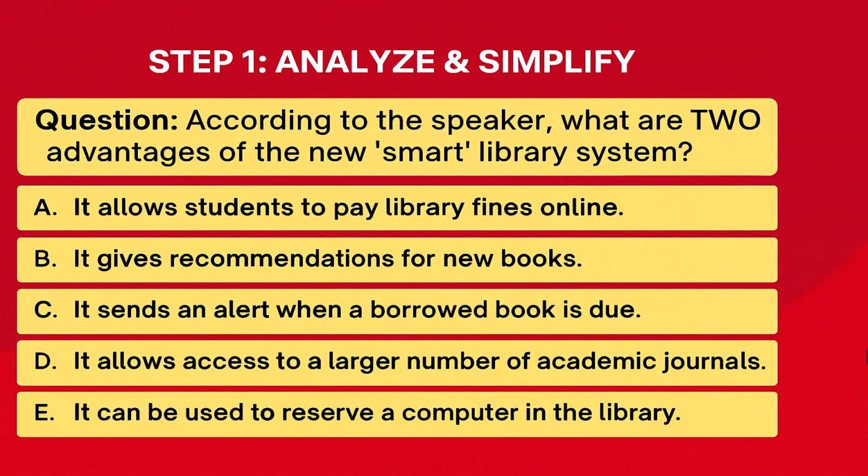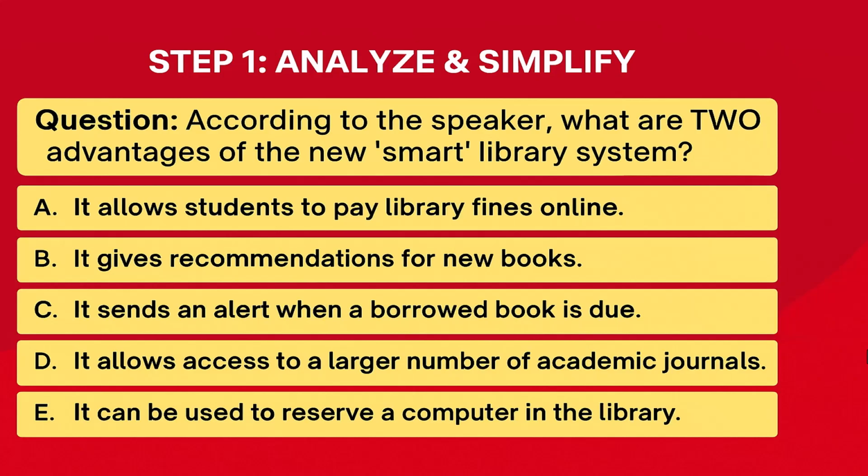Let's see what this looks like in practice. Here's our question. What are 2 advantages of the new Smart Library system? During my prep time, I'd first underline 2 advantages and Smart Library system. Then I would simplify each option in my mind by underlining its core idea.